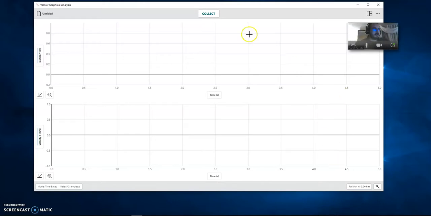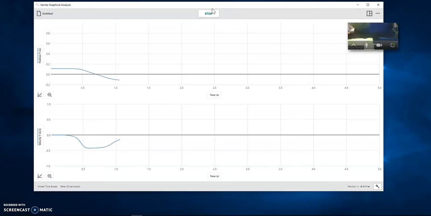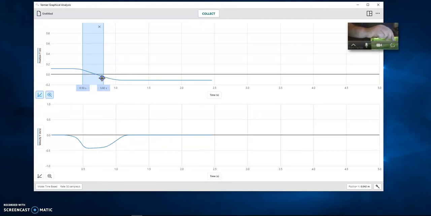So I'm going to go ahead and click collect, and I'm just going to give it a push. So right now you can't see it, but the cart is on my desk. Here, you know what? I can do this. Perfect. So I'm just going to give it a push. It's going to move in the negative direction. So notice what happens when I give it that slight push. I'm going to click select, give it a push, and then it gives us this data here. And that is the extremely interesting thing.